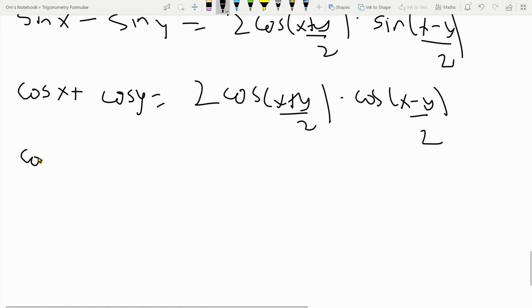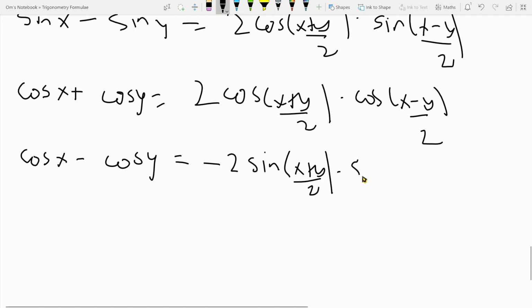Again, you can also do it for cos x minus cos y. And I actually prefer writing this the other way, that is cos y minus cos x, because when you write it this way, there's a negative sign. We'll write this as 2 sine of (x plus y) by 2 into sine of (x minus y) by 2. So to get rid of the negative sign, I usually write this as cos y minus cos x.